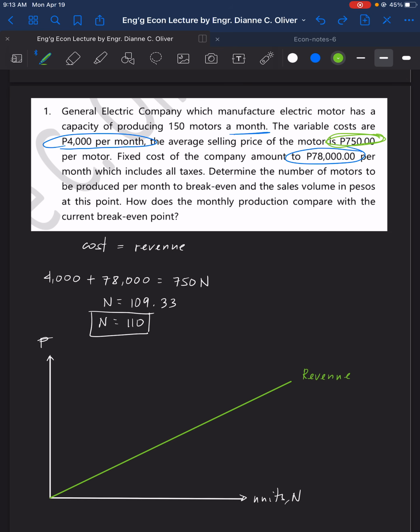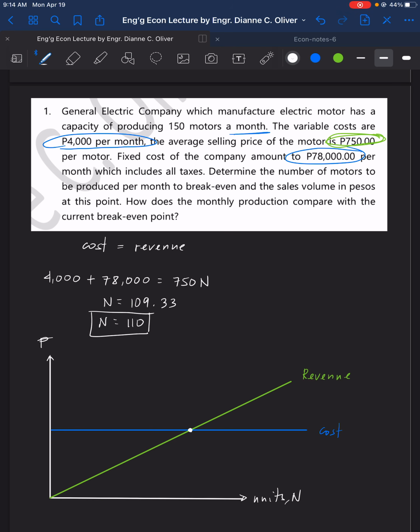Now for the costs, it says there per month. So every month we have there 4,000 and 78,000. So let's say that we have here the cost in blue. So that's the cost. So it is being fixed regardless of the number of units produced. That is the cost. Now take note that this is the break-even point.